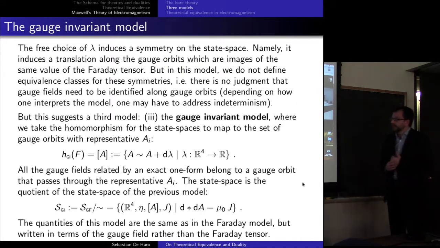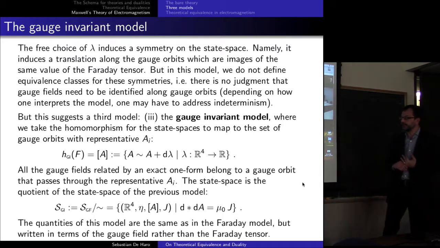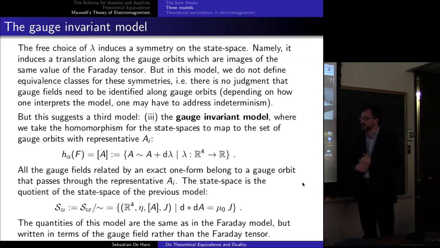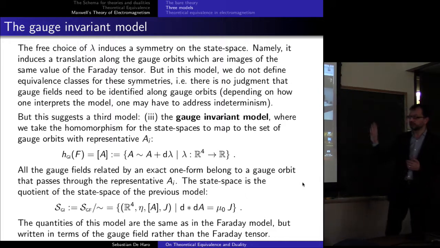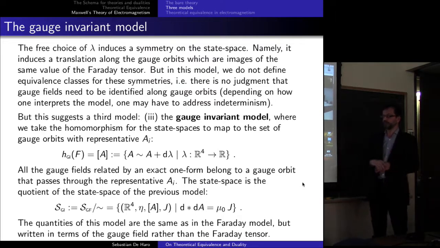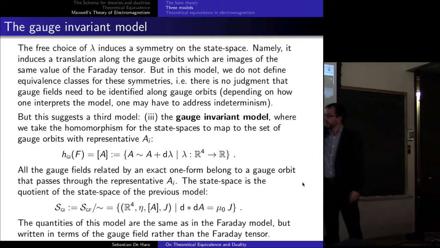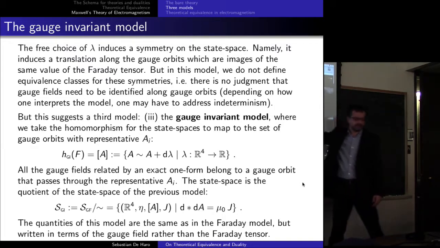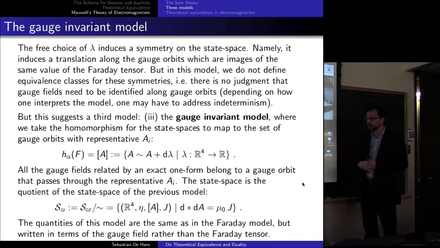Okay, now notice that the free choice of lambda induces a symmetry on the state space, so it induces a translation along the gauge orbits, which are images of the same value of the Faraday tensor. But in this particular model, we do not define equivalence classes for these symmetries. So there's no judgment that gauge fields should be identified along the gauge orbit. Of course, physically this is slightly odd, but I just want to show what the possibilities are for these models. Why is it odd?